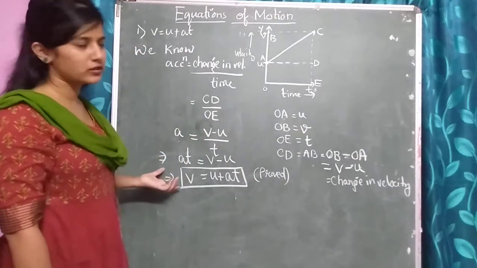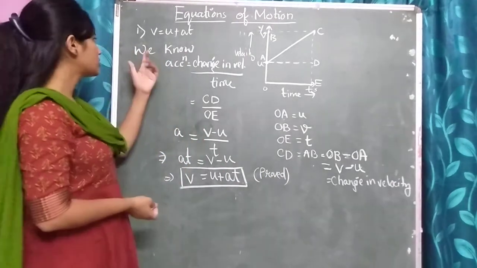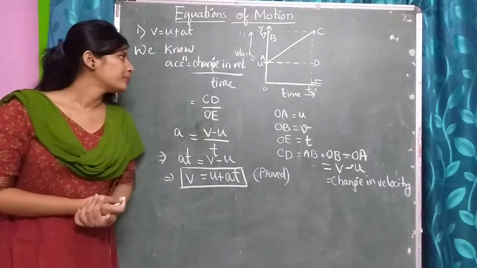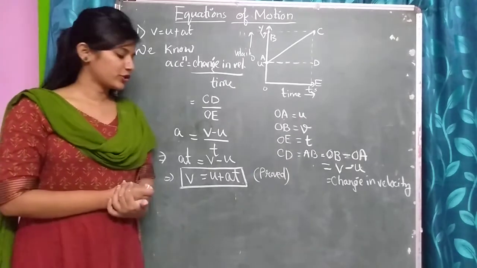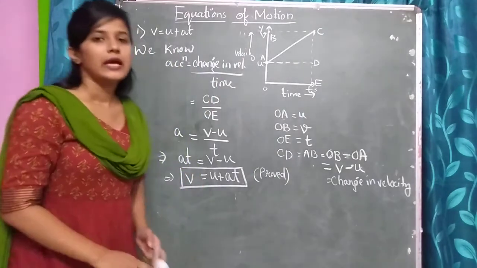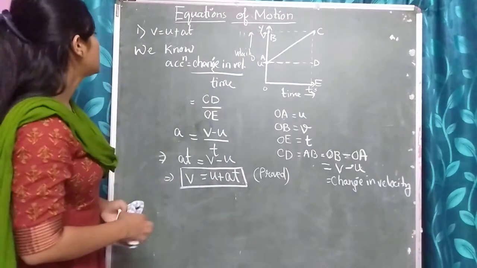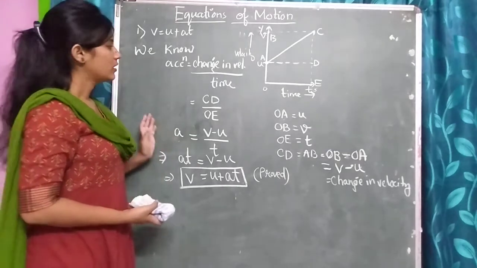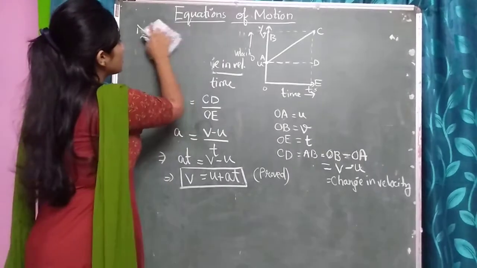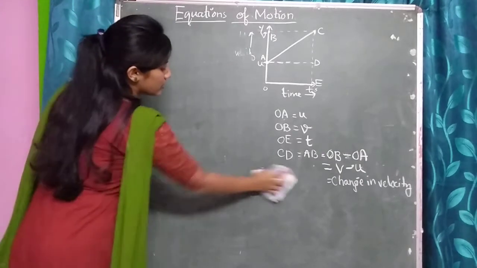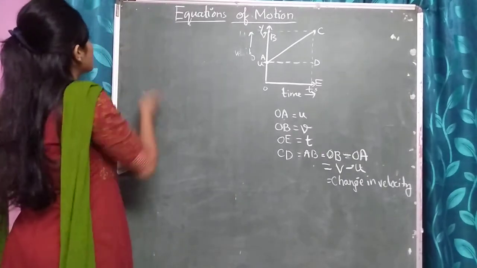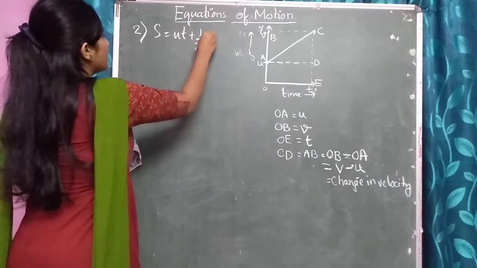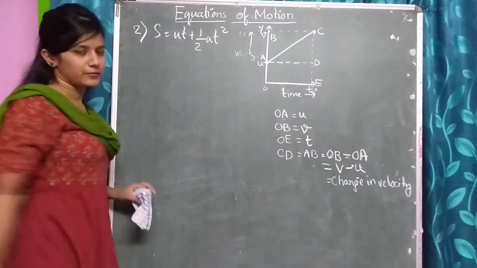So if the question comes, derive the first equation, you just go through this procedure. Now let us derive the second equation also, that is S equals UT plus half AT square. So students, go through it. This one is our important derivation. Now let us derive the second one, that is S equals UT plus half AT square.